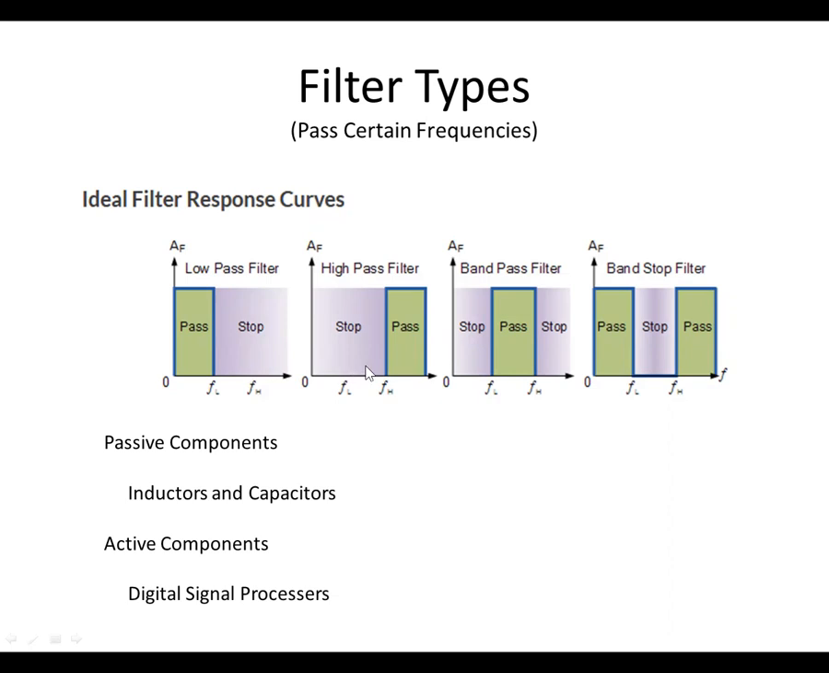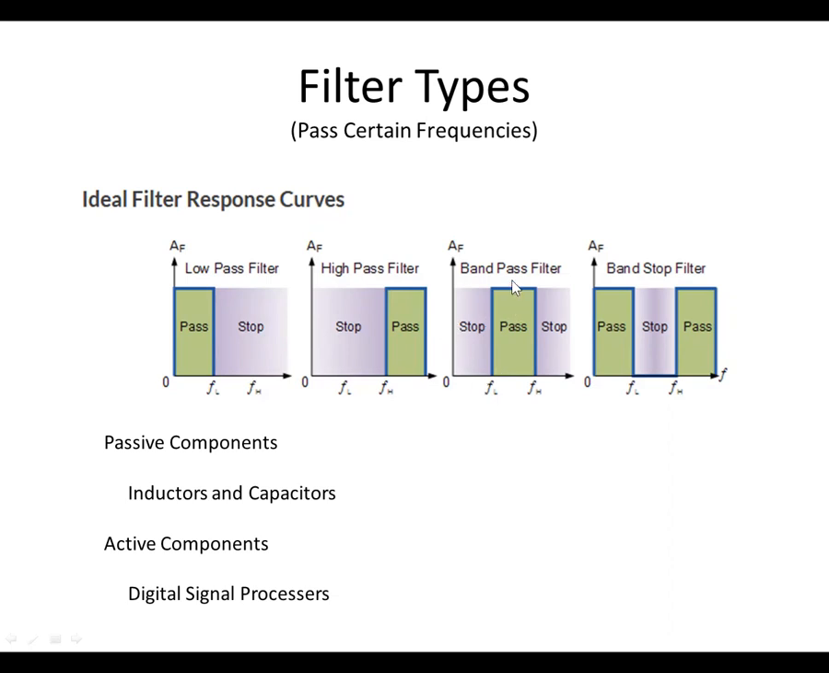Then there's a high pass filter that's just kind of the mirror image of a low pass filter, where it stops all the low frequencies, but it passes all the frequencies above a certain frequency. The high pass filter here also has a similar knee and taper in an actual filter.